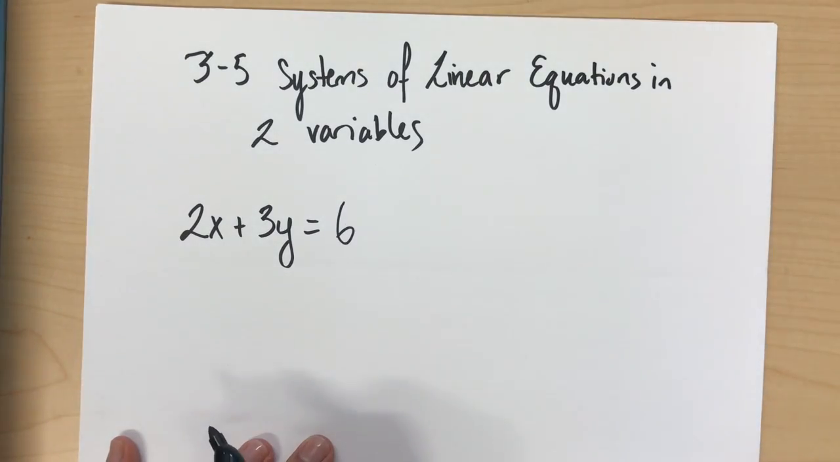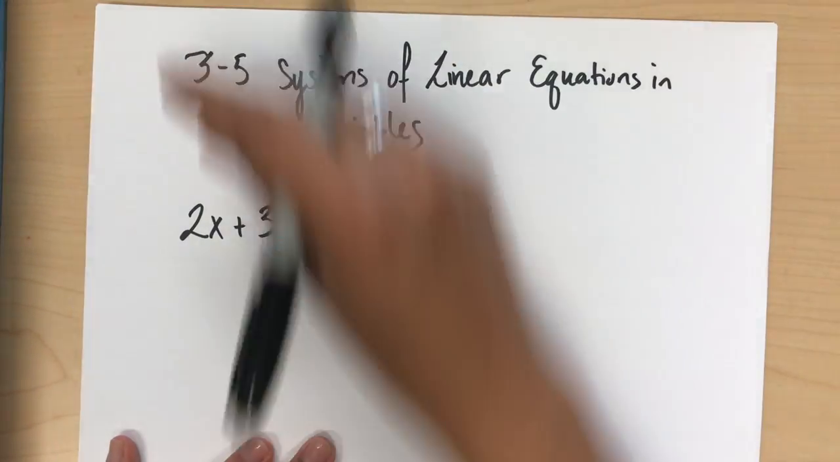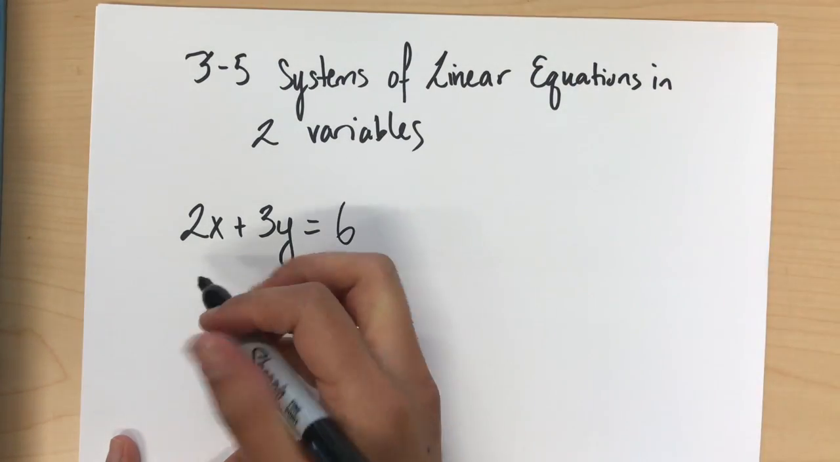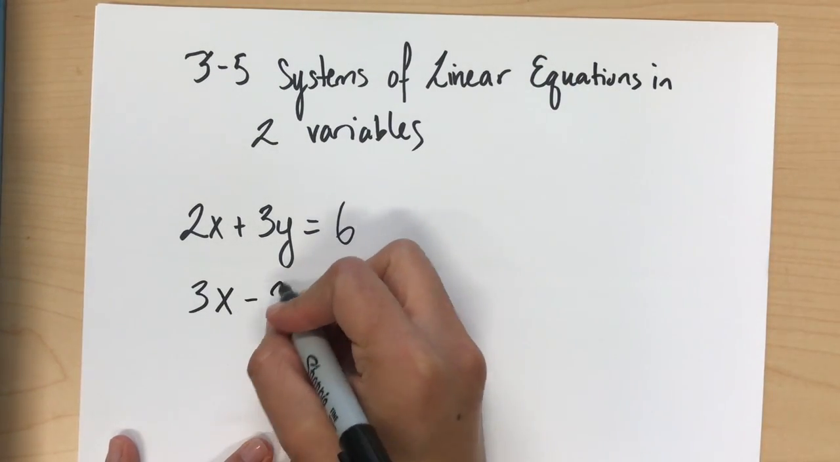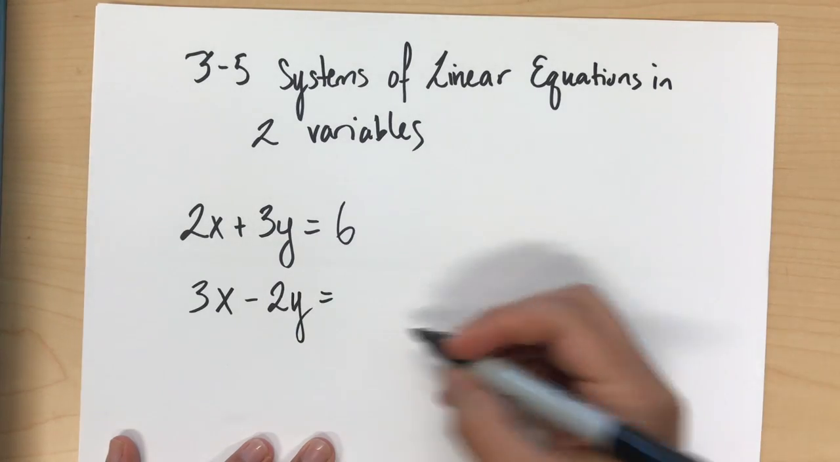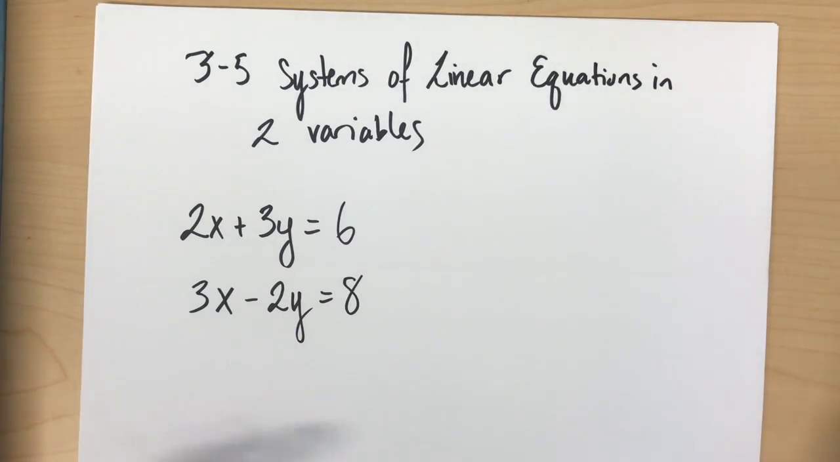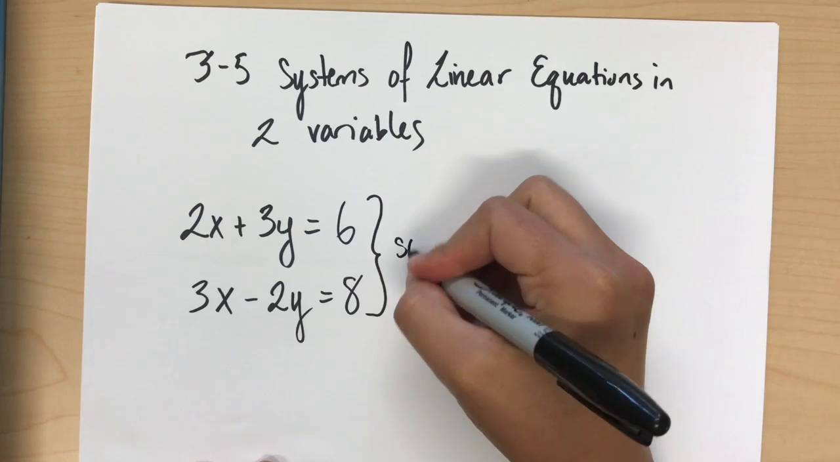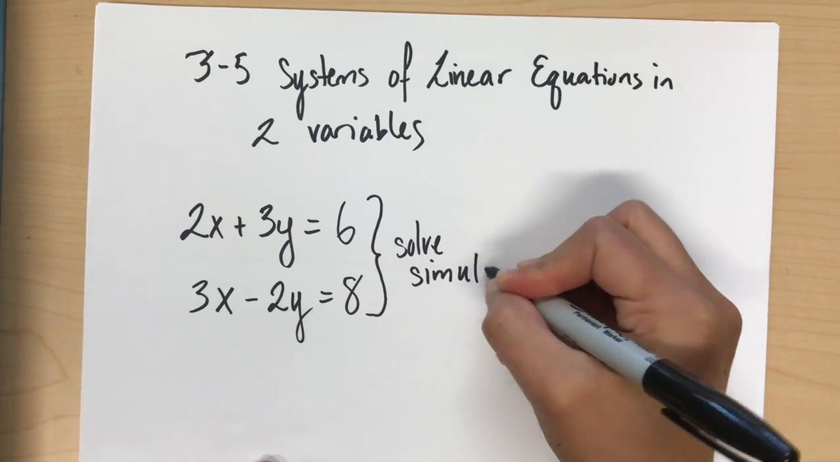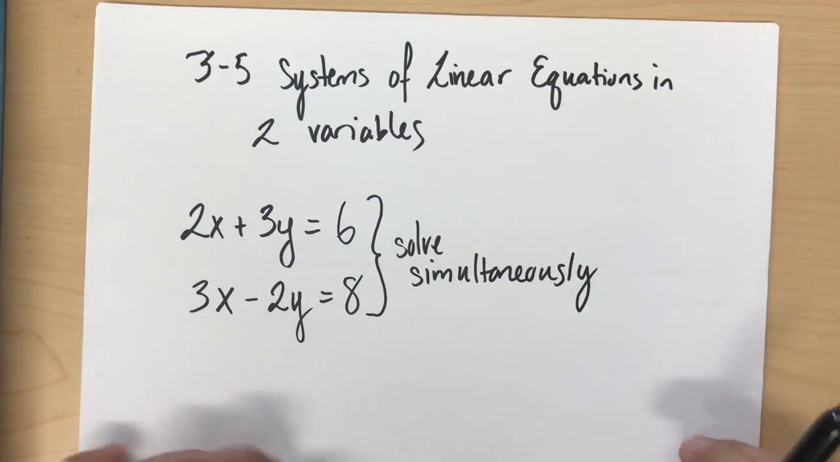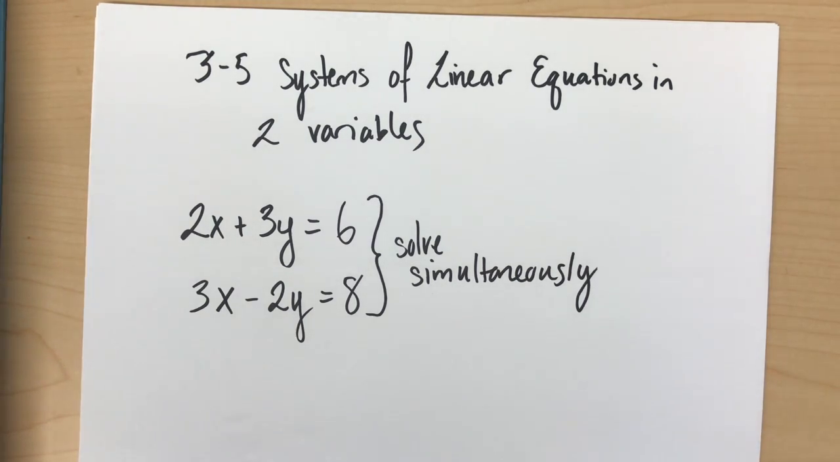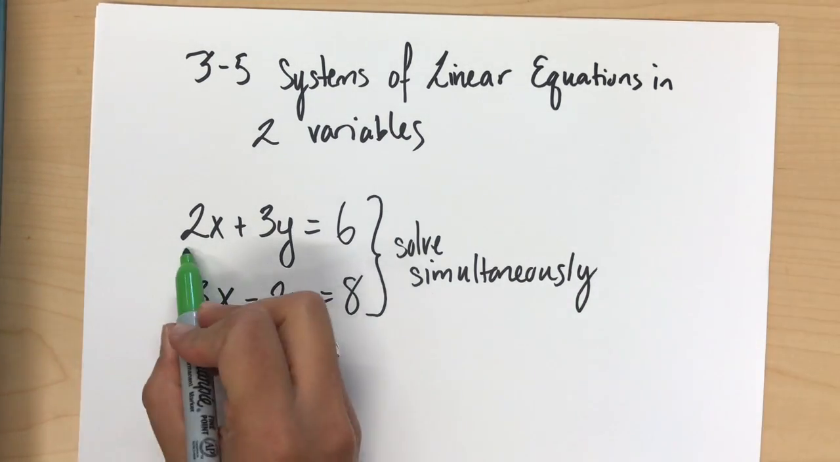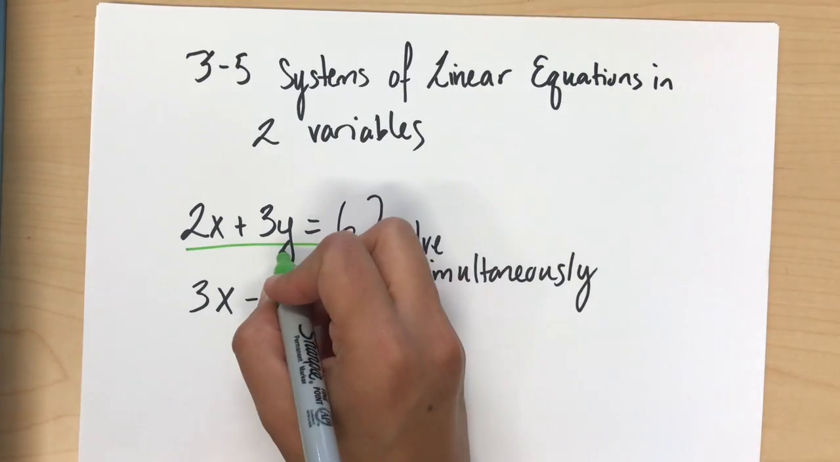Okay, so let's say we start with 2x plus 3y equals 6. And then the other equation that we're going to have is 3x minus 2y is equal to 8. So we're going to try to solve these two simultaneously. Now, one way that you've probably learned is substitution. So that's where we solve for one variable and then we solve for the other variable.